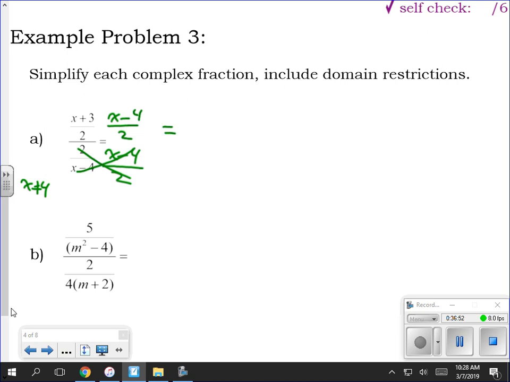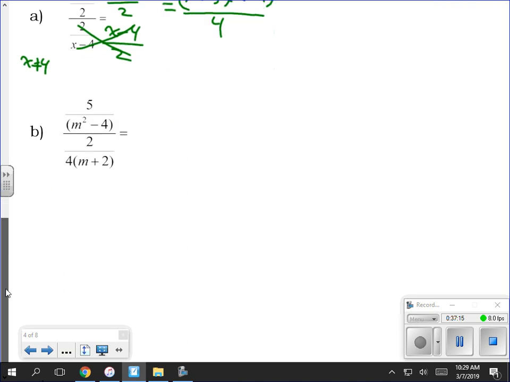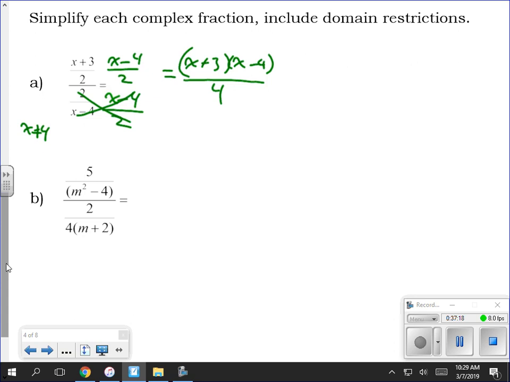There's nothing to cross cancel. So I get x plus 3 times x minus 4 all over 4. If you really want to FOIL out, you can, but I would suggest you don't. Yeah, invert and multiply. That's all we're doing here. You don't have to multiply it out. Leave it in factored form. And if you can reduce and cancel, it's in factored form. All you're doing is inverting and multiplying. That's really what you're doing here.